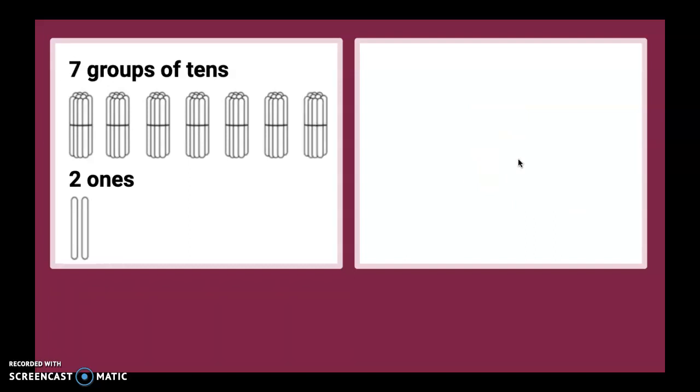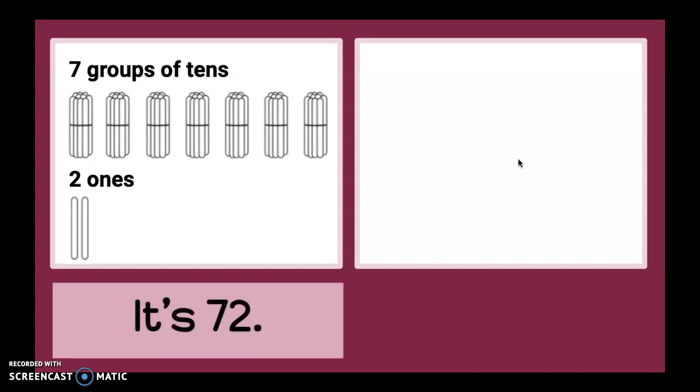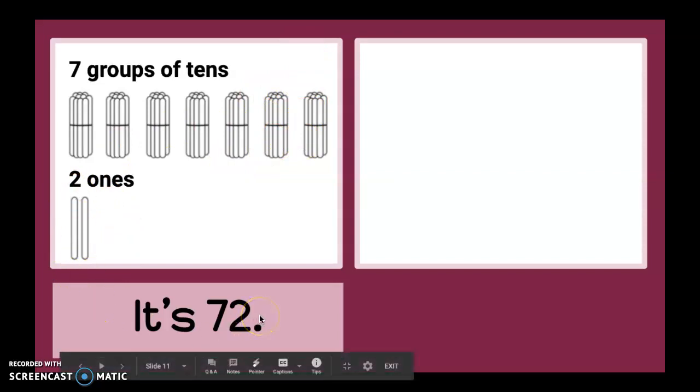Okay, this time I have 7 groups of 10 and 2 ones. How many sticks do I have in all? 7 groups of 10 and 2 ones. That's right, it's 72. The 7 is in the tens place, so 10, 20, 30, 40, 50, 60, 70. And the 2 is in the ones place, so my number is 72.